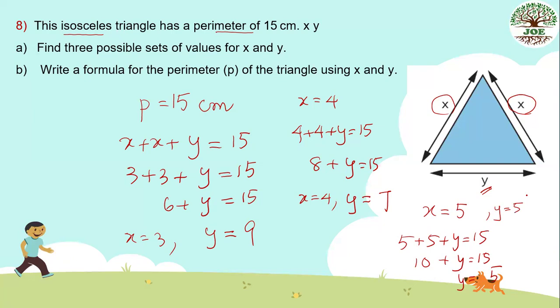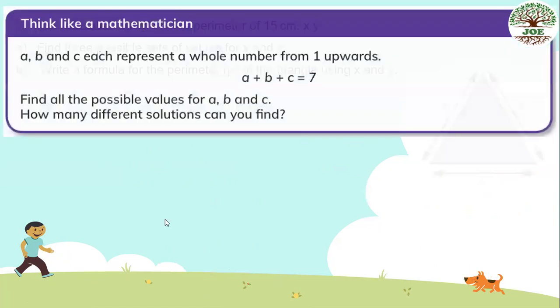Part B, write a formula for the perimeter P of the triangle using x and y. This is part A. For part B, write a formula. The formula is we have to sum 2x and y. 2x plus y is our perimeter P. This is our formula for the perimeter with x and y. Okay, finish.